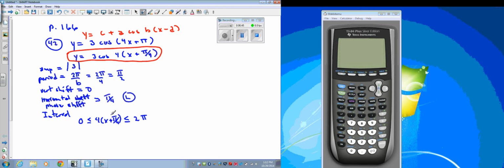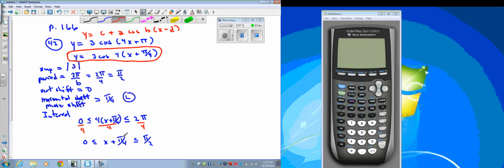Let me finish this one. The first thing we'll do is divide by 4. We divide this by 4, this by 4, and this by 4. So then we have 0 is less than or equal to x plus pi over 4, which is less than or equal to pi over 2. Correct? And now what we have to do is subtract pi over 4. So we'll subtract pi over 4 here, so we get x by itself. That's what our goal is.